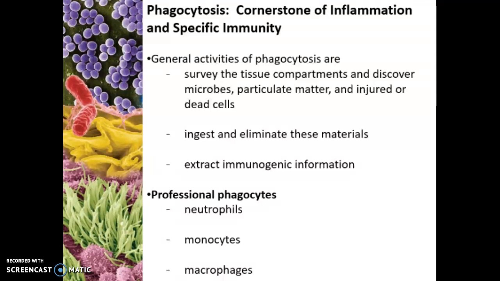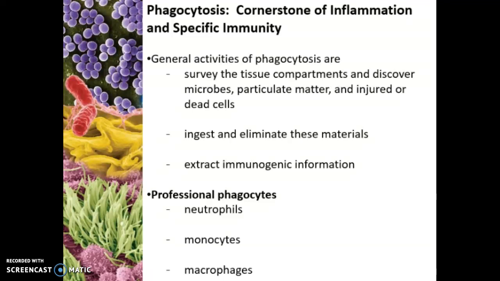And so phagocytosis is really a cornerstone of the beginning of inflammation. And it is able to link both the inflammatory process and specific immunity. So, in order to have phagocytosis, you have to have phagocytes. Phagocytes are going to survey the tissue compartments. They're going to look for and discover foreign microbes, particulate matter, and even injured or dead cells, and help in the process of eliminating these materials by ingesting them.